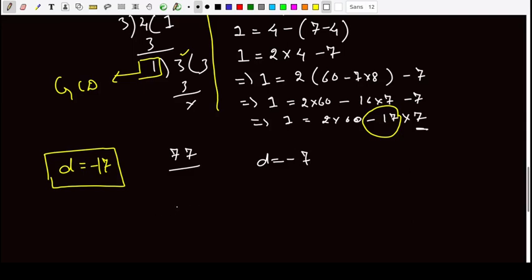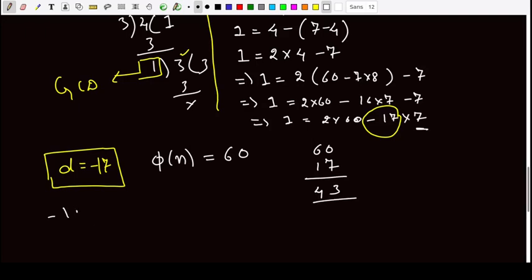Right, so till here we are good. D is minus 17, and remember we are operating on phi n, not n. I'm so sorry. So we are operating on phi n. So phi n is 60, right? Because of which D will become 60 minus 17. 60 minus 17 is what? 43. So minus 17 is basically 43 modulo 60. So D is 43.